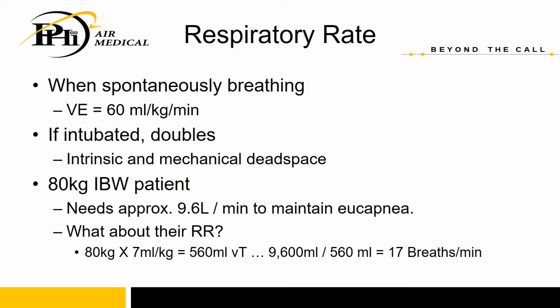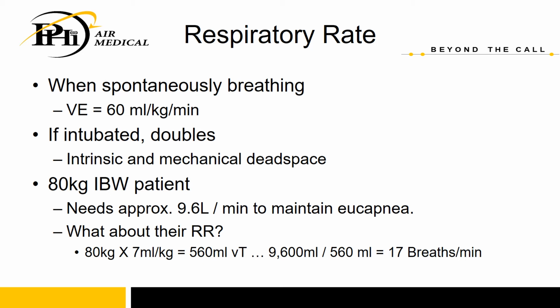And it's a really easy number to get. You just take 80 and multiply it by 120. Remember that it's 120 milliliters per kilogram per minute in order to maintain eucapnia in our intubated patients. So we have 80 times 120, and that gives us 9.6 liters per minute, or 9,600 milliliters per minute to maintain eucapnia. So what about their respiratory rate?